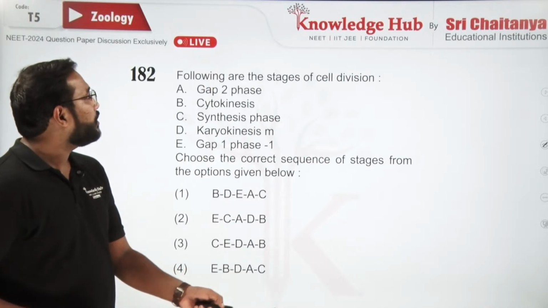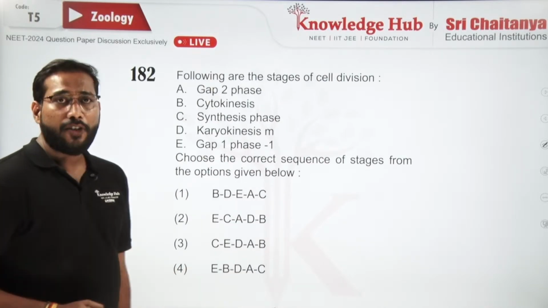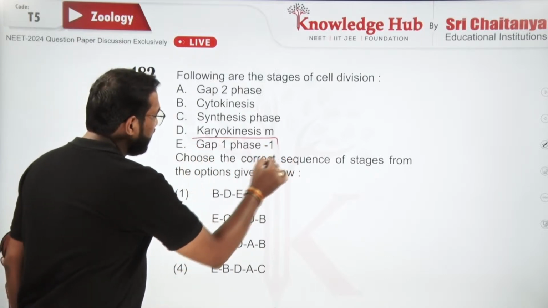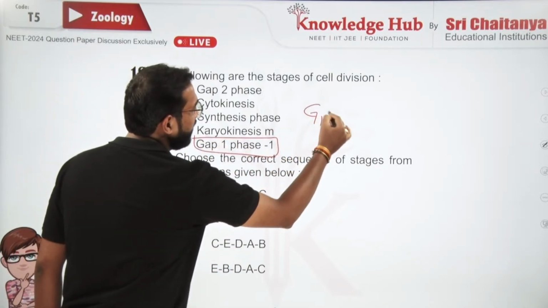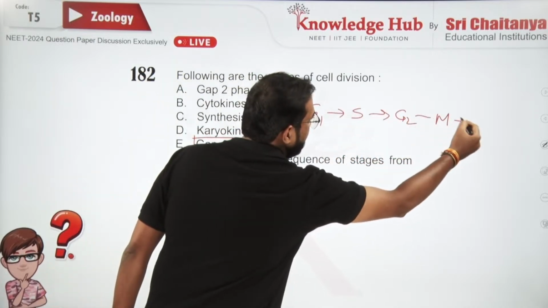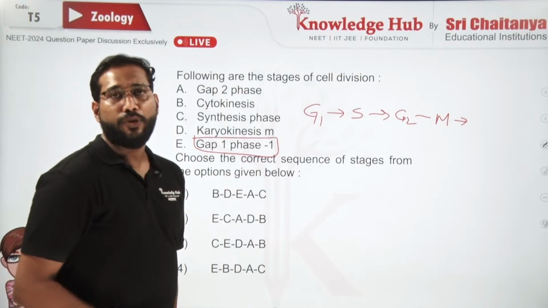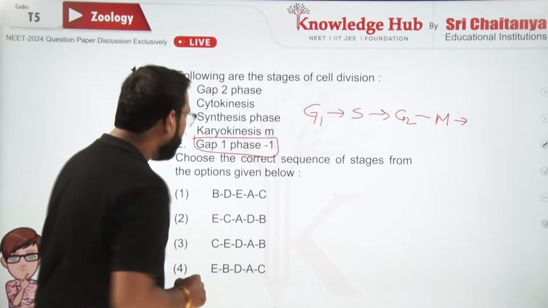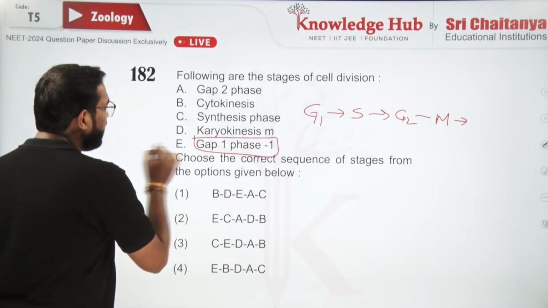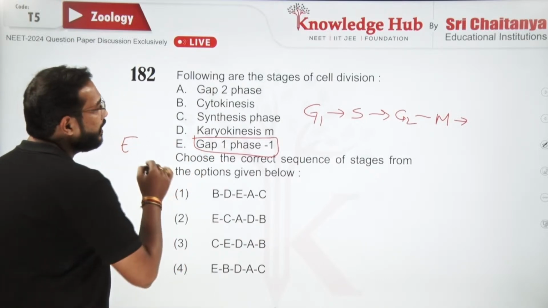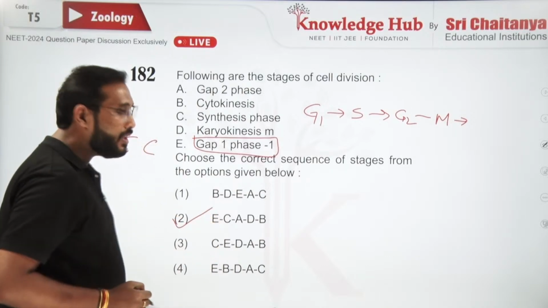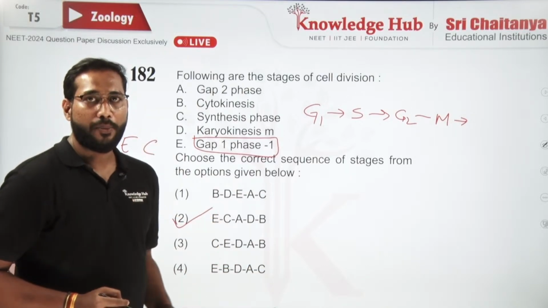If we see the next question, we have stages of cell division, and if we want to arrange them, the very first stage is G1, right? If you remember the stages, G1, then S, then G2, then the mitotic phase, and then again it goes into interphase and it repeats, right? So if I arrange it, first we have the G1 phase E, then we have the synthetic phase C. So EC, we have our correct option, ECADB, the second option, right?